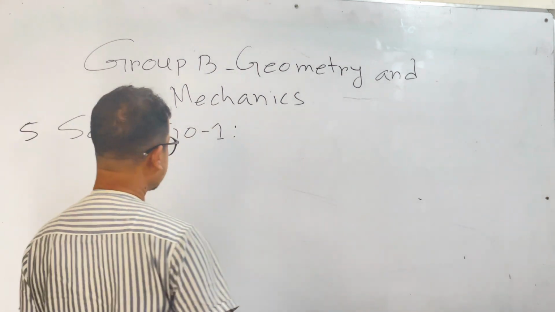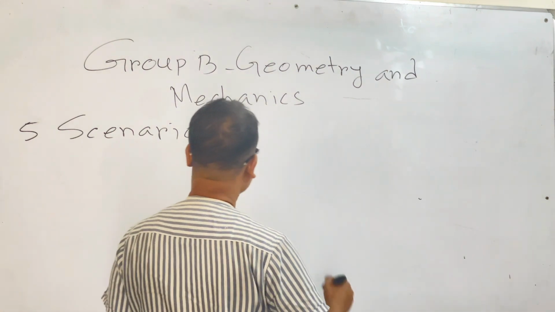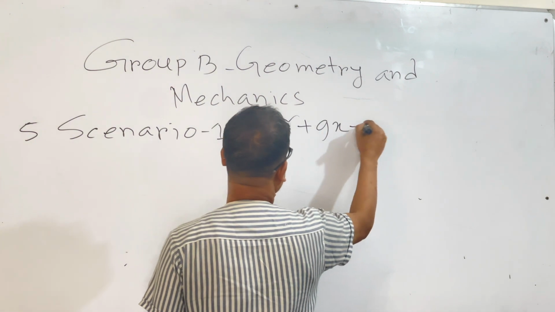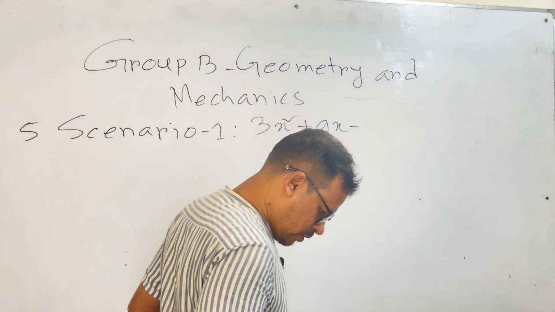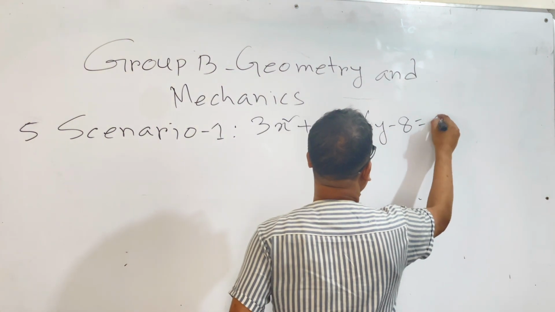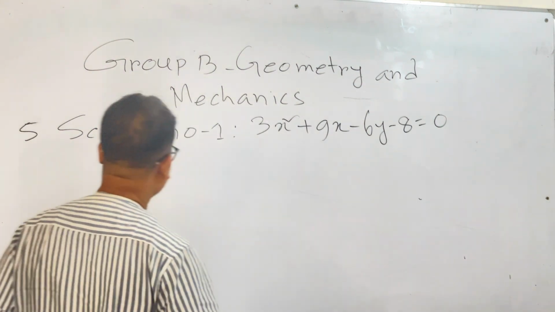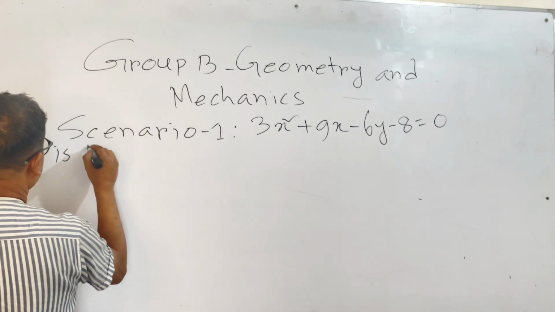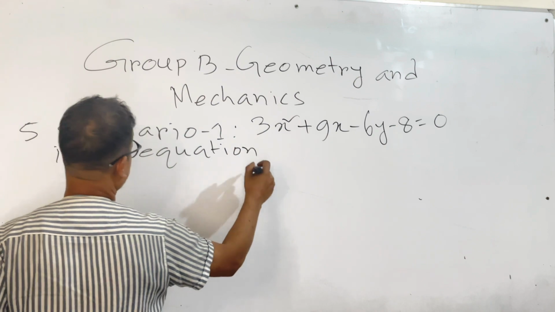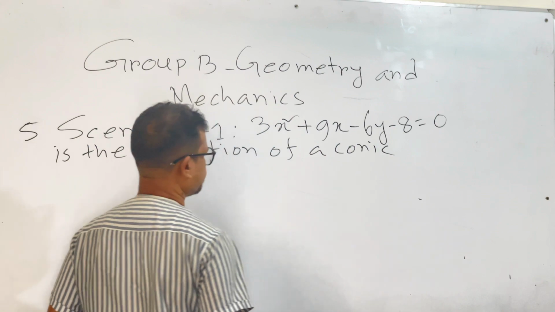Scenario 1. What does scenario 1 say? Thrice x square plus 9x minus 6y minus 8 equal to 0 is the equation of a conic.